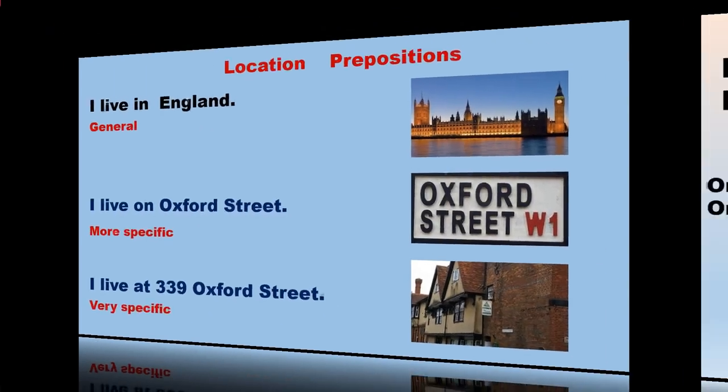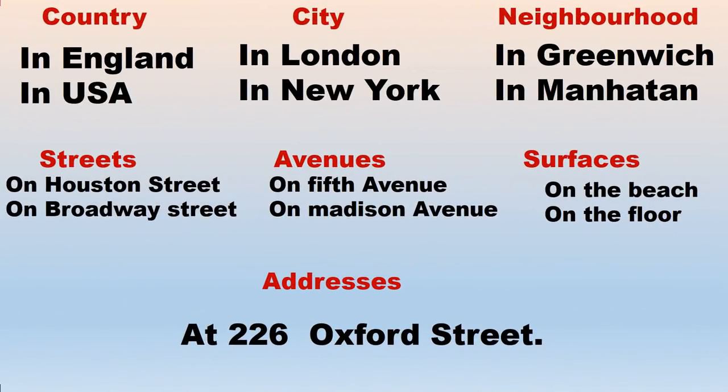A continuación, pon mucha atención a estos otros conceptos que debes de aprenderte en esta clase. Country, city, neighborhood. Cuando se trate de un país, no importa cuál, ni también cuál ciudad, ni qué vecindario, vamos a utilizar para estos tres conceptos in. Ahora, cuando se trate de estas otras categorías como calles, avenidas, superficies, vamos a utilizar entonces la preposición on. On Houston Street, on Broadway Street, on Fifth Avenue, on Madison Avenue, on the beach, on the floor.